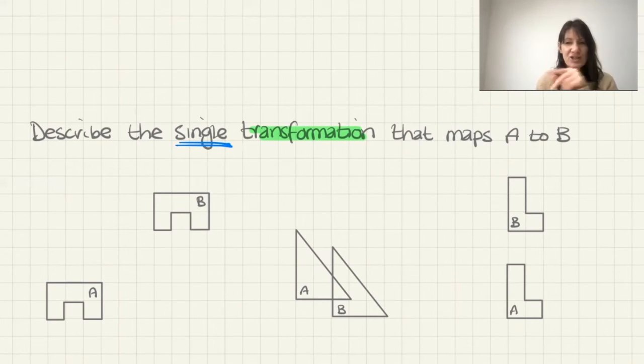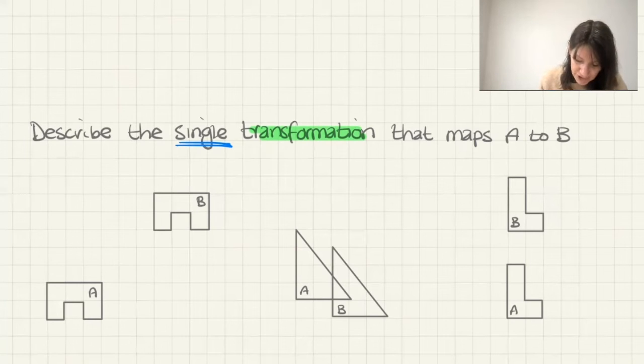Is it a translation or a reflection? Oh, I can't remember. You write them both down. Okay, translation is correct, but because you've written reflection, you've kind of shown you didn't really know, so they're not going to give you the mark. They will literally take it away from you. So you really must only write one transformation.